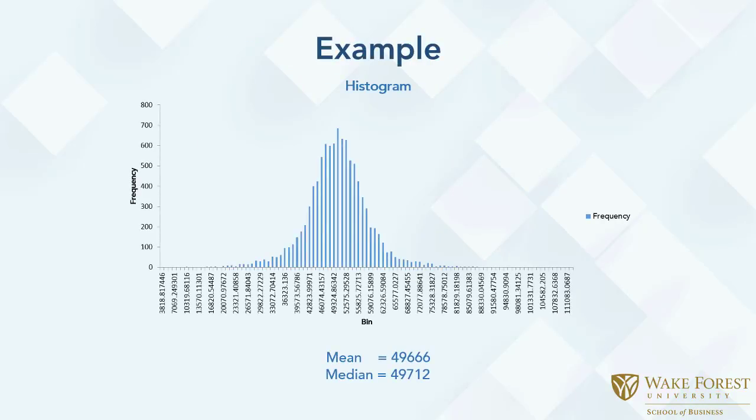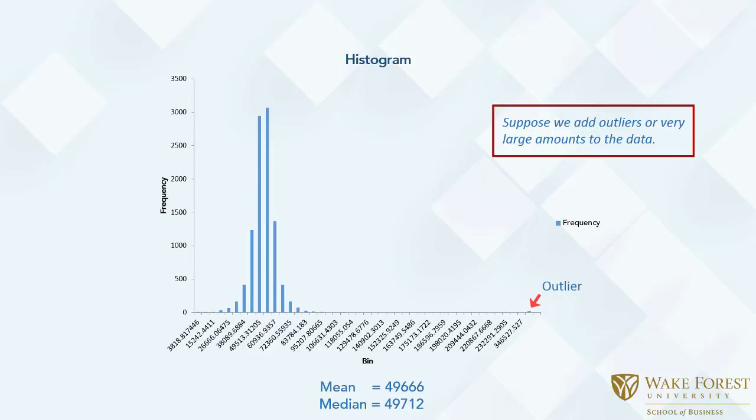Here, we are looking at a real set of data. The distribution is symmetric and could be folded in half. The mean and the median are almost equal, but not quite, because we are looking at real data, which likely produces a slight discrepancy. Suppose we add outliers or very large amounts to the data.